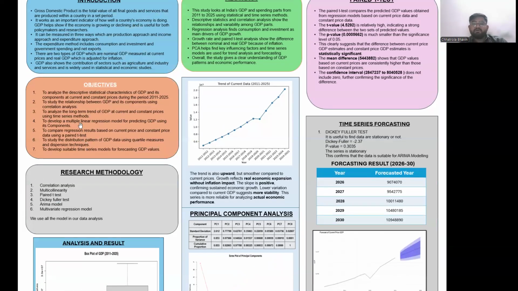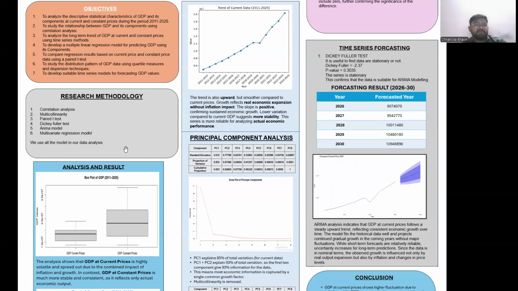These are the objectives of our project: to analyze the descriptive statistical characteristics of GDP and its components at current and constant price during the period 2011 to 2025, to study the relationship between GDP and its components using correlation analysis, to analyze the long-term trend of GDP at current and constant price using time series methods, to develop a linear regression model for predicting GDP using its components, to compare regression results based on current price and constant price data using a paired t-test, to study the distribution pattern of GDP data using quartile measures and dispersion techniques, to develop a suitable time series model for forecasting GDP values.